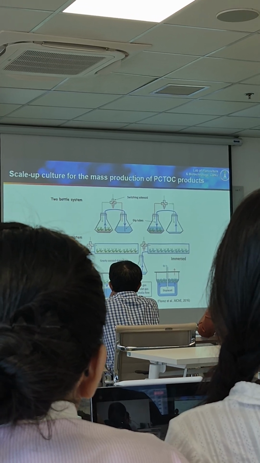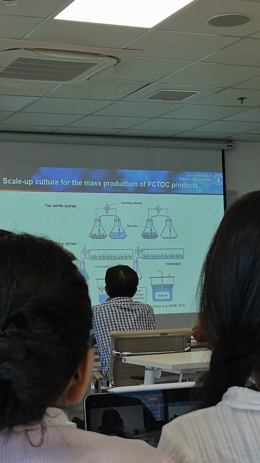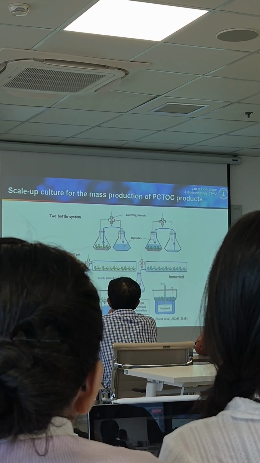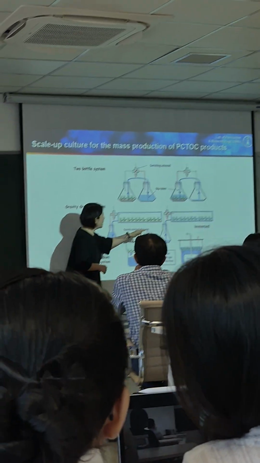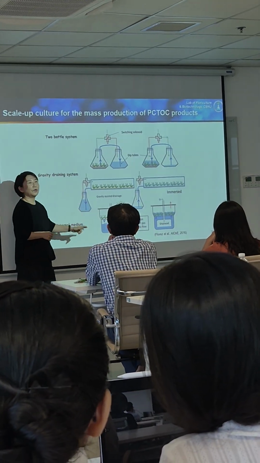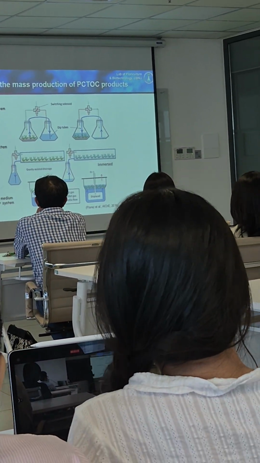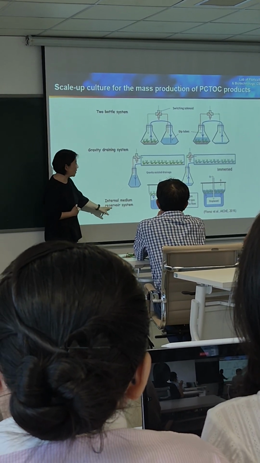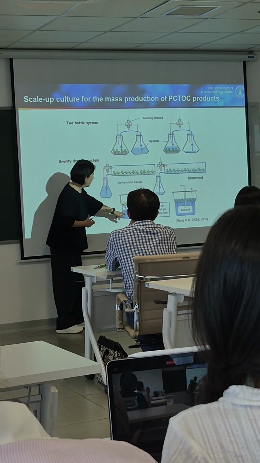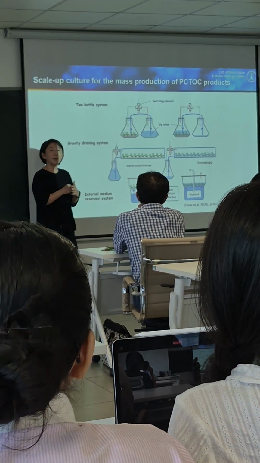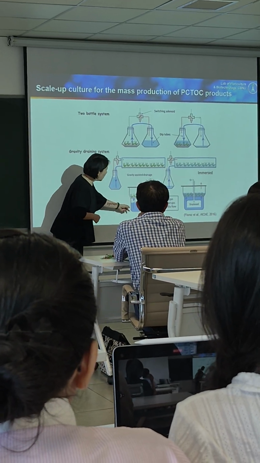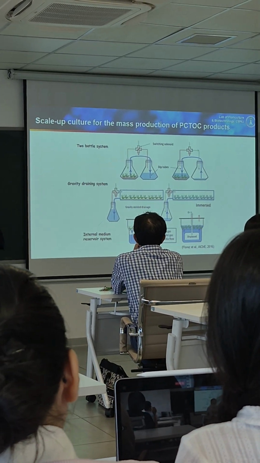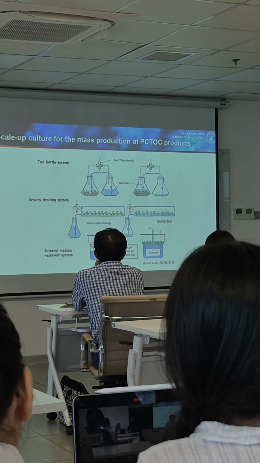Using gravity, first by pumping, the medium goes inside the bioreactor. Then after some time, the solenoid valves are opened, and by gravity it goes automatically down to the reservoir again. So this is the gravity draining system, and the other one is the internal medium reservoir system. The reservoir is here. After pushing by air, the medium can go upside, and after some time it goes down. So it is a kind of temporary immersion for plant growth.